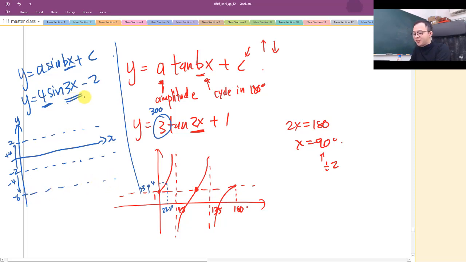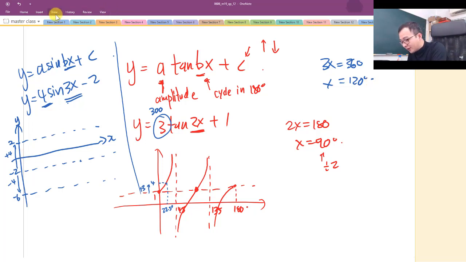Then I go to the 3x. 3x equals 360 degree, so x equals 120. This tells me this cycle should stop at 120 degree. So if I draw this myself, I will draw nicely and end at, oops, let me just redraw it again. It doesn't look very nice. So here should be 120, and half of it should be 60.